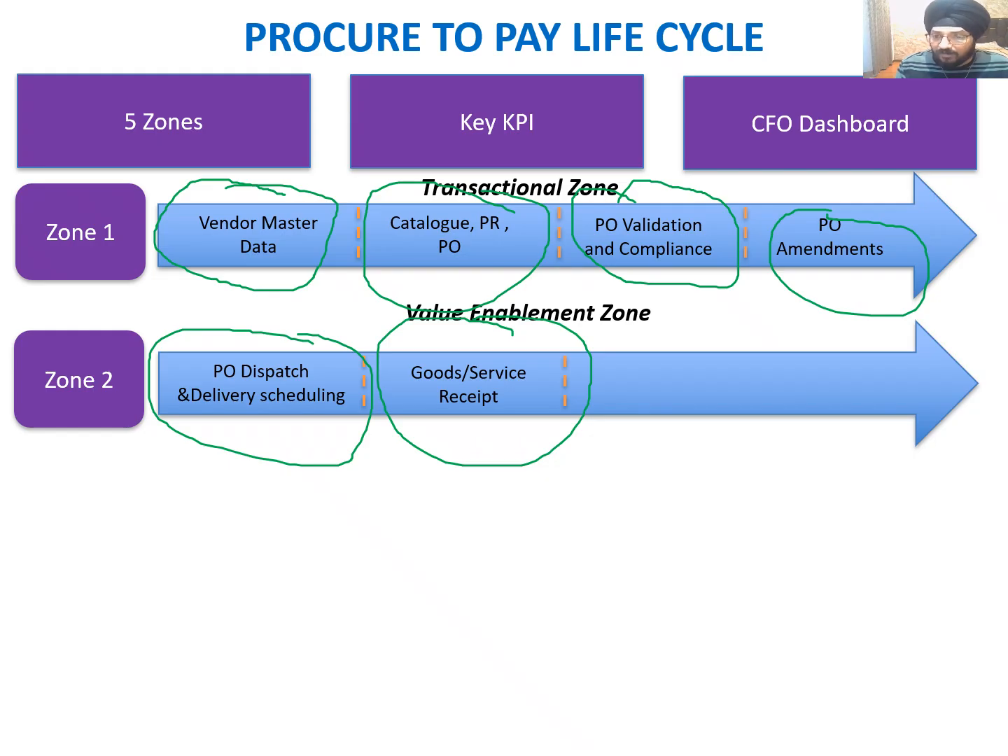a kind of proof that, as an organization, either we have received the goods and we are liable to pay that particular vendor, or we have consumed the services and hence we are liable to pay that vendor. So this is a very important step, wherein we have to ensure that our goods have been received and we are liable to pay the vendor.